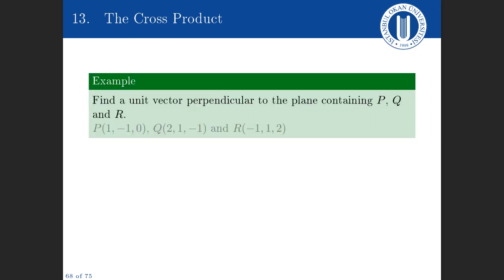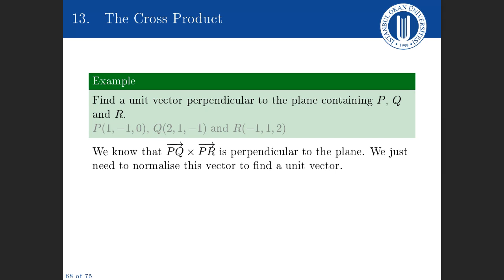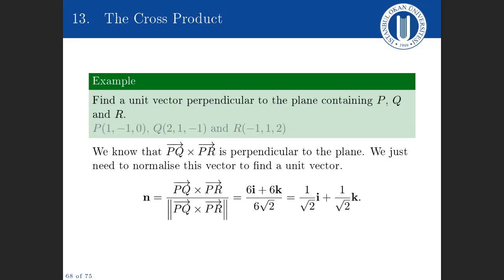Find a unit vector perpendicular to the plane containing P, Q, and R. And again, this is still the same points P, Q, and R. We know that the vector PQ cross PR is perpendicular to this plane, but we want a unit vector. So we just need to normalize this vector. In other words, we're going to take PQ cross PR and then divide by its norm. Again, I leave this calculation for you to check the details of at a later date.